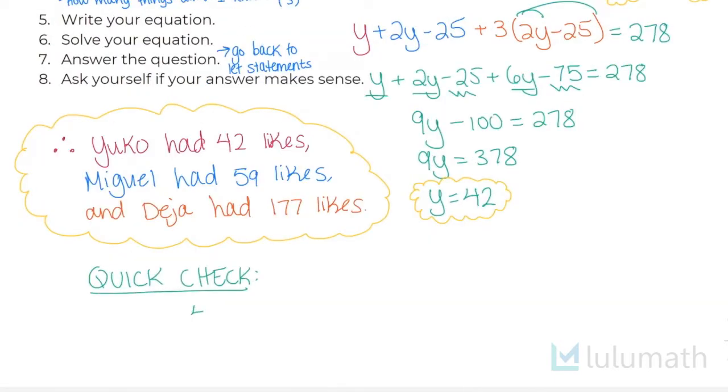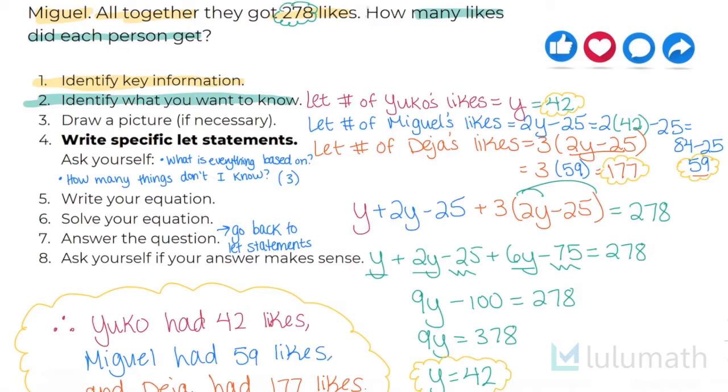If Yuko got 42 likes, and Miguel got 59 likes, and Deja got 177 likes, we can add all of these values up together and it should add up to the total number that we are supposed to get. So if I add 42 and 59 together, I would get 101, and then add 177 to that and I would get 278, which is the number of likes that we know is the total amount altogether. So we know we did this correctly. And that's what you need to do for a question like this.